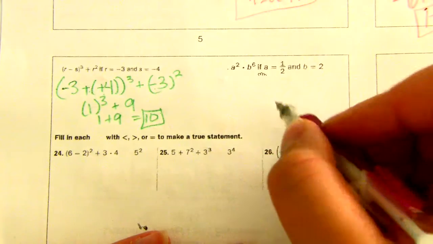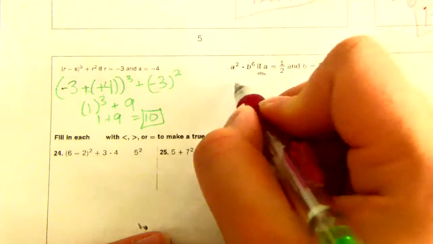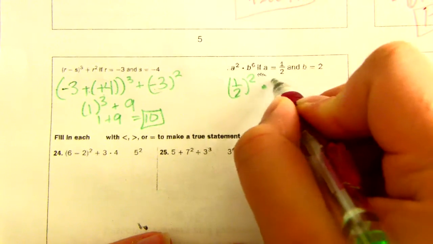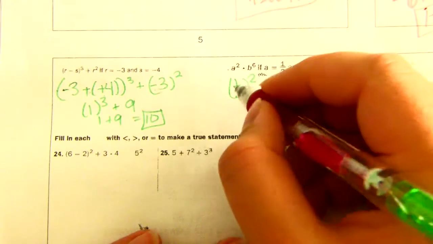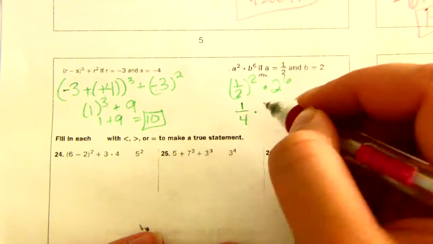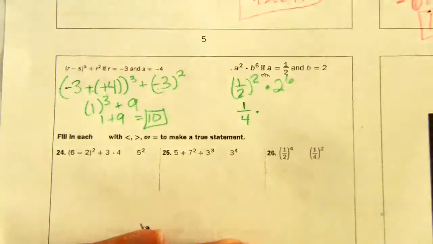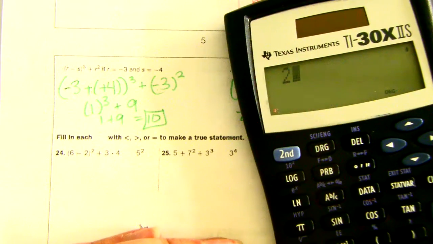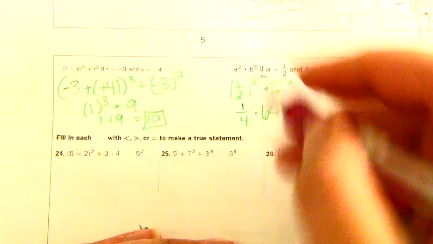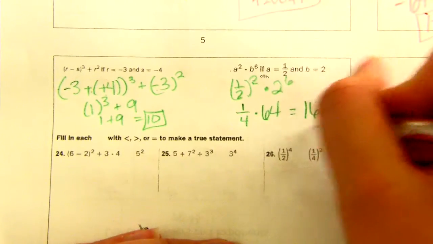A squared times b to the 6th. So, fraction. 1/2 squared times 2 to the 6th. This is 1 squared, which is 1. 2 squared, which is 4. Times 2 to the 6th. I don't know what that one is. 2 to the 6th is 64. So a fourth of 64 is 16.